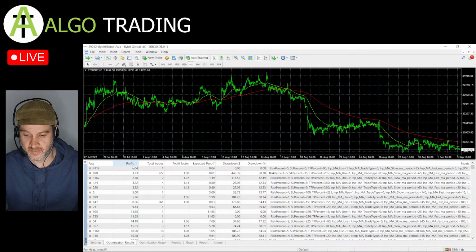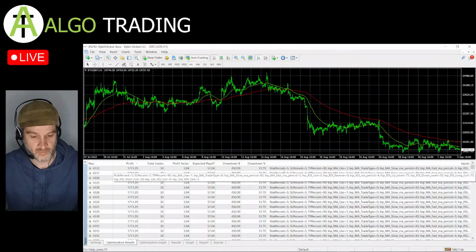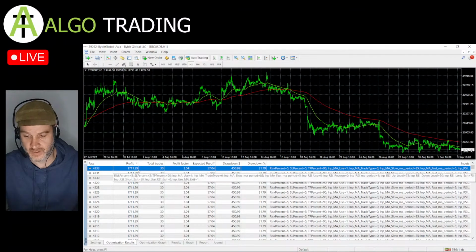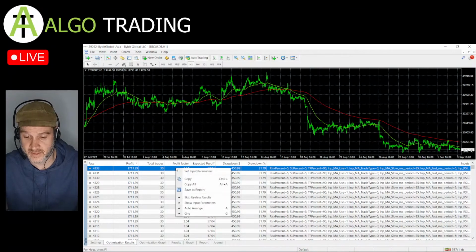Optimization results. Let's go by profit. Okay, so already we've got a decent profit there. So it's $1,700 profit, and we're starting with a $200 starting capital, so not bad with the 34% drawdown, which is really not bad. So let's just take this one.